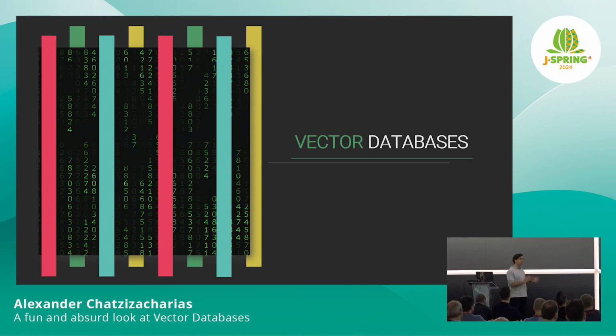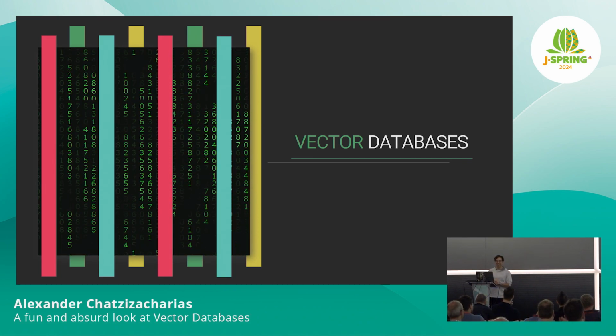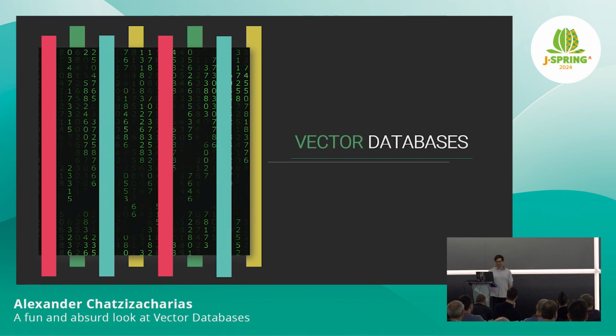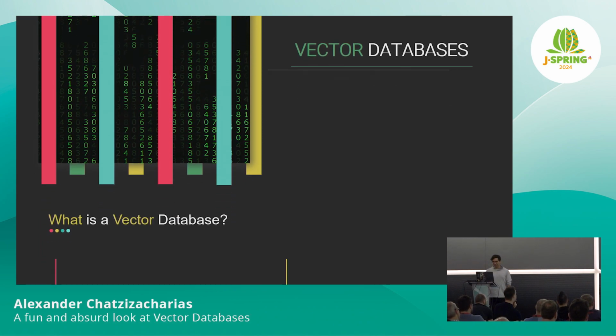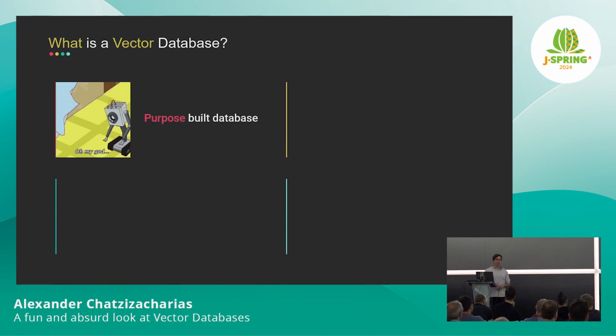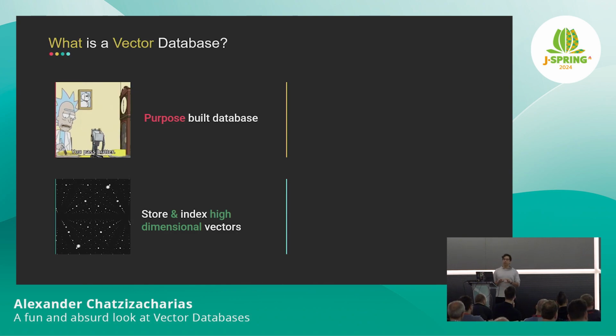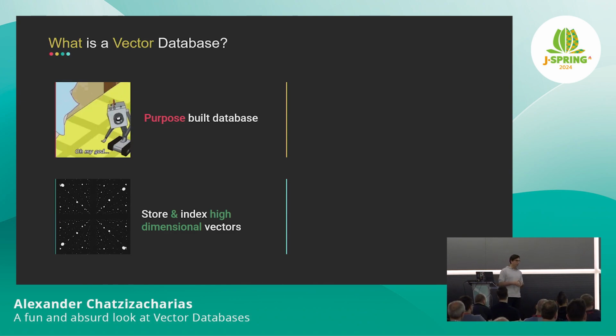Who here does know what a database is? Great. So a vector database is really a purpose-built database. It has one purpose and one purpose only, and that is to store and index high-dimensional vectors. That is really the purpose of a vector database.